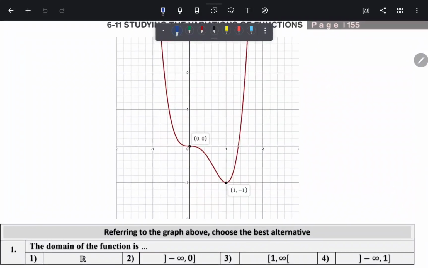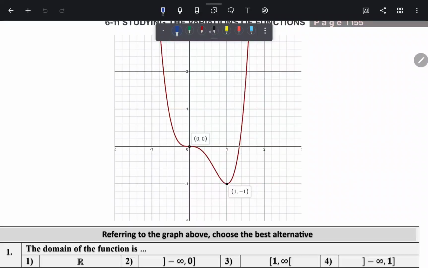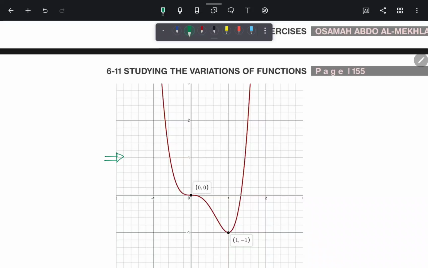طيب, this one, he says the domain of the function. Let's see. First of all, let's read the function from the left to the right. This place, what is it? هذا infinite branch. صح؟ طيب, the function now is decreasing.